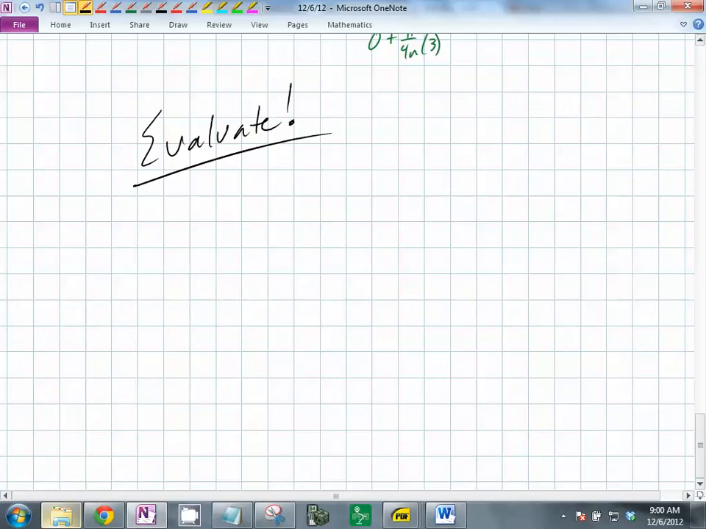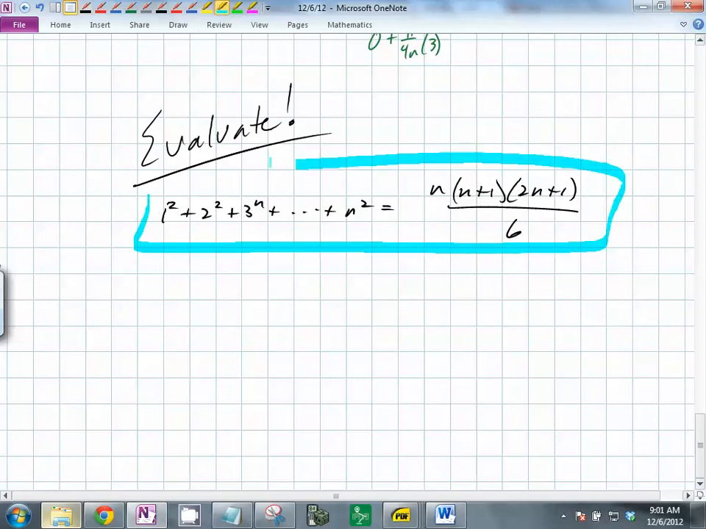Well, here's the thing. Yesterday, do you remember I gave you something that was key to it all? Do you remember what it is? n times n plus 1 times 2n plus 1, and you remember what's underneath? 6. Totally random, right? This was the key to it all. This is the sum of squares right here. You have to memorize this. This is going to come up when you're finding the area under the curve of quadratics.